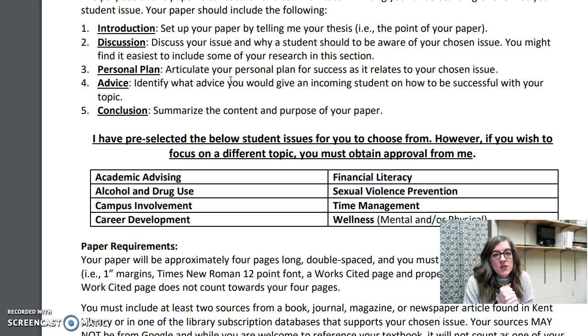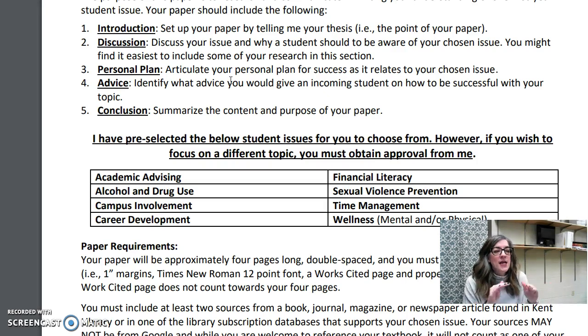The next thing that you need to include, and everyone needs to do this in their paper, is a personal plan. What that means, and I want you to think about that before choosing the issue you want to focus on, is that ideally it's something that you personally would like to work on or be aware of, because you are going to have to articulate some kind of personal plan for how you are going to attempt to be successful in this chosen issue, okay?